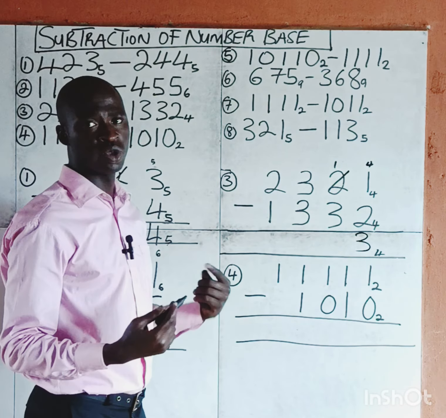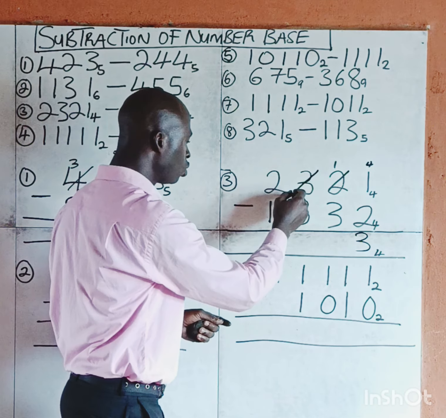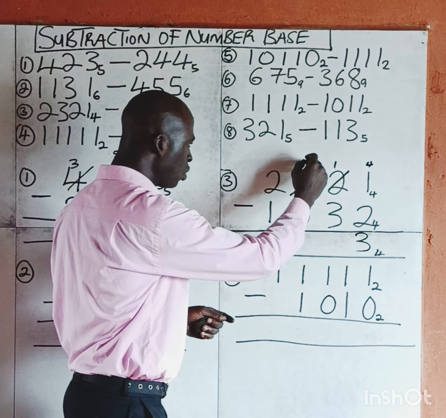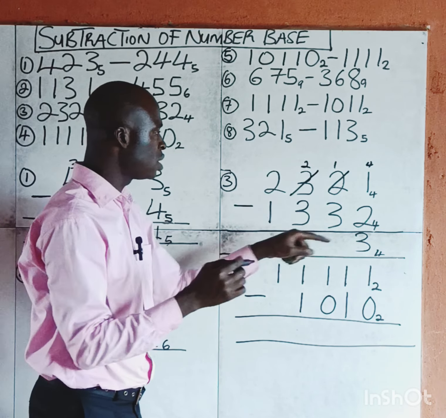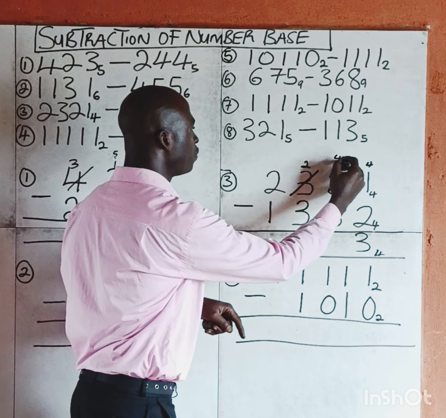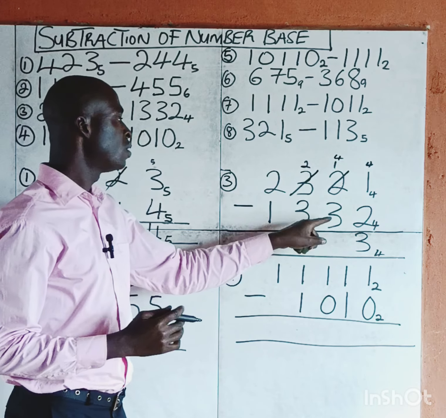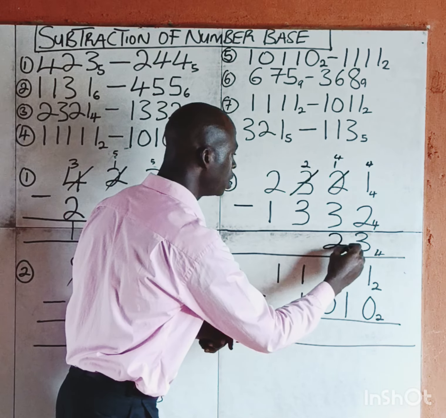Now, 1 minus 3 is not possible. You will come here again to borrow. Whatever you are borrowing becomes your base. Here will remain 2. Whatever I'm borrowing becomes my base. And my base is 4. So I'll place the 4 right here. 4 plus 1 will give me 5. 5 minus 3 this time around will give me a 2.